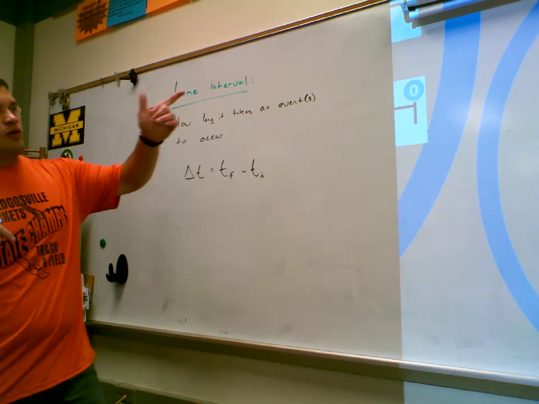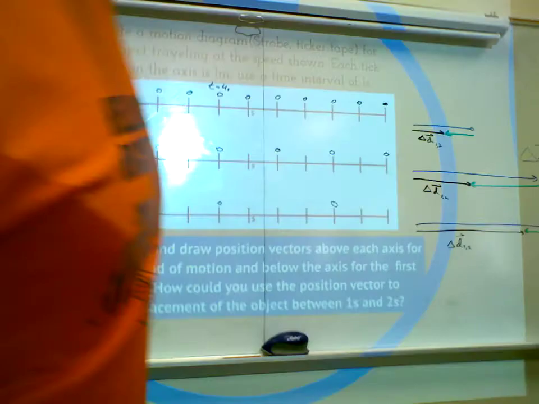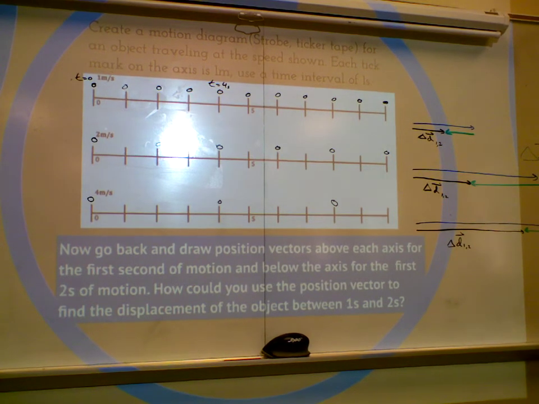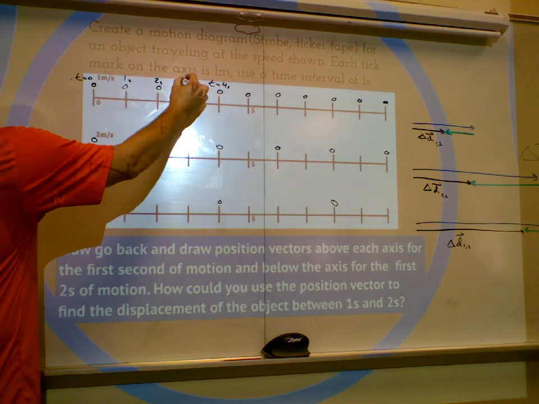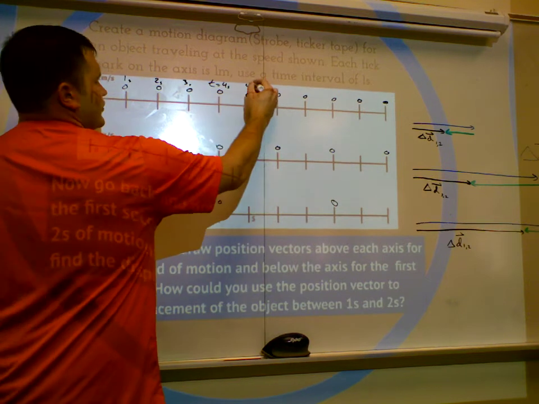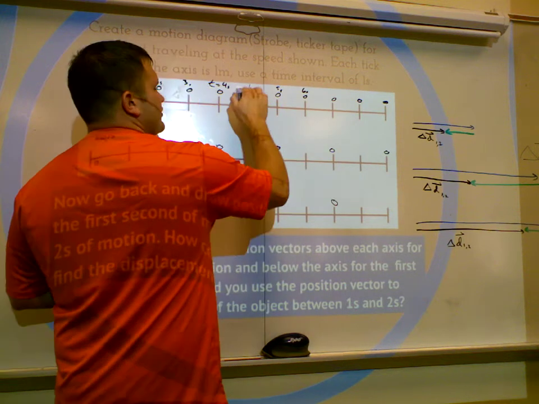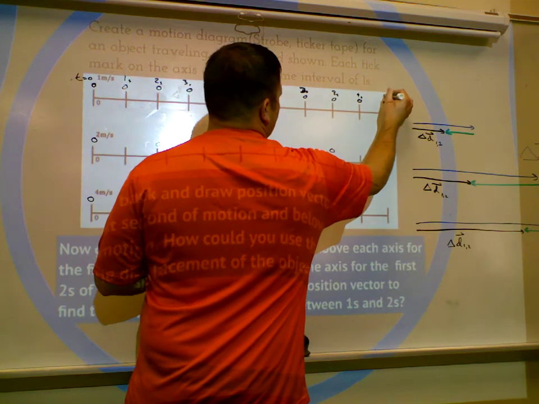All right. So, on our motion diagram, we have t equals 0 and t equals 4, right? That's our first dot and our fifth dot. Can we figure out the time interval between the third dot and the seventh dot on the top? We have 0, 1, 2, 3, 4, 5, 6, 7, 8, 9, 10, right?